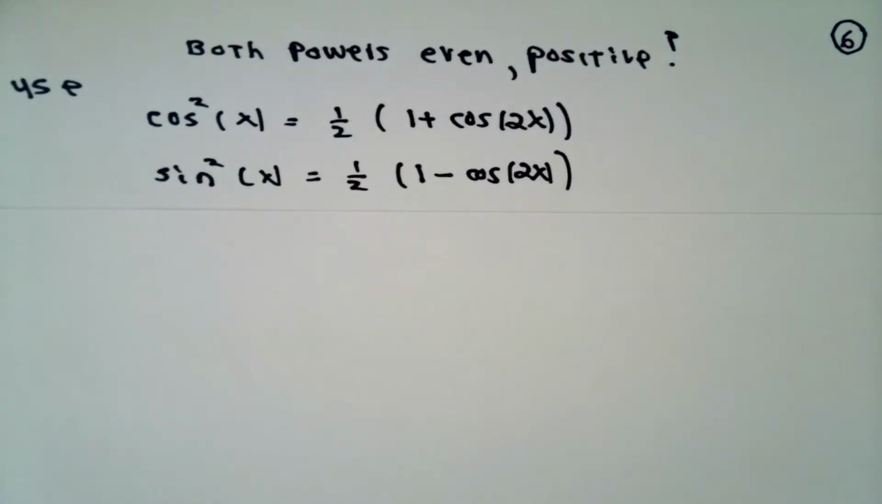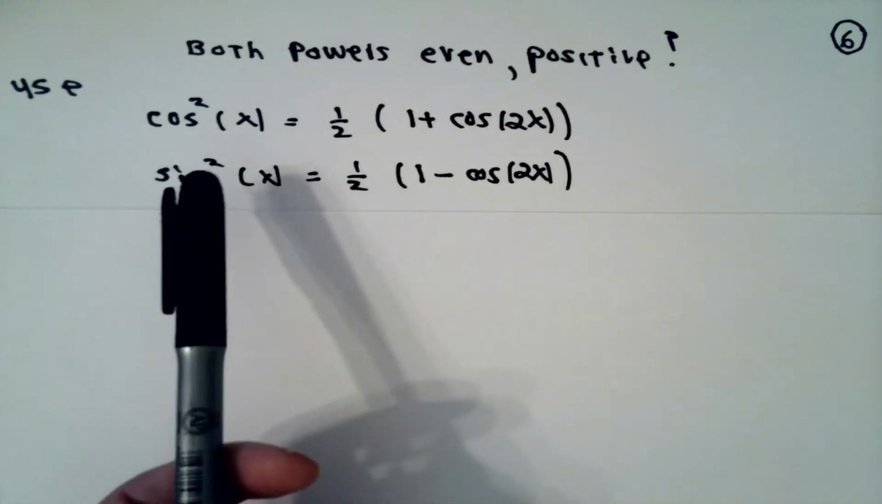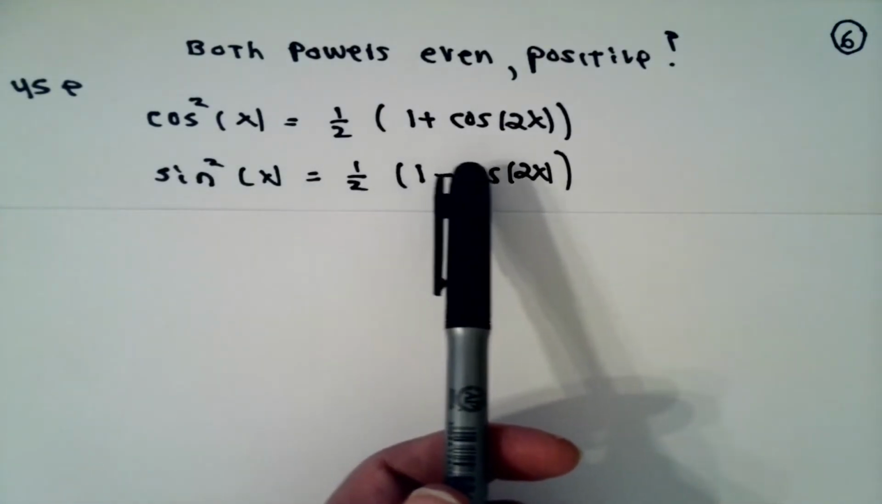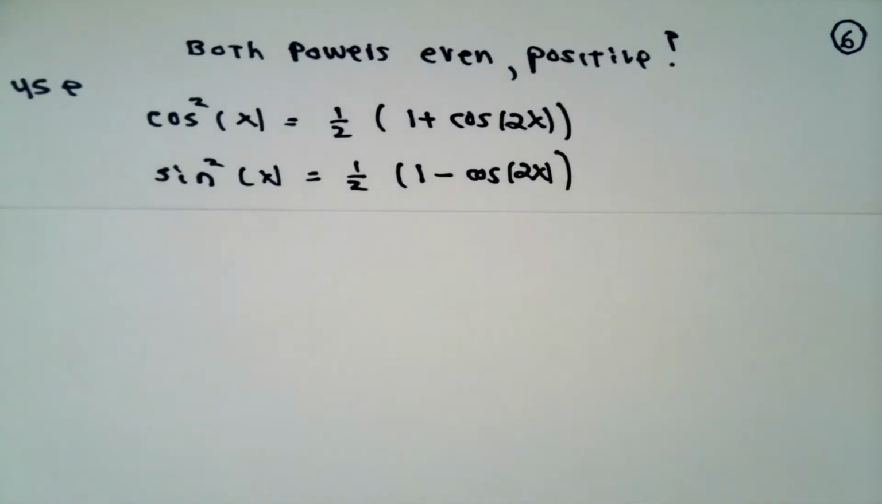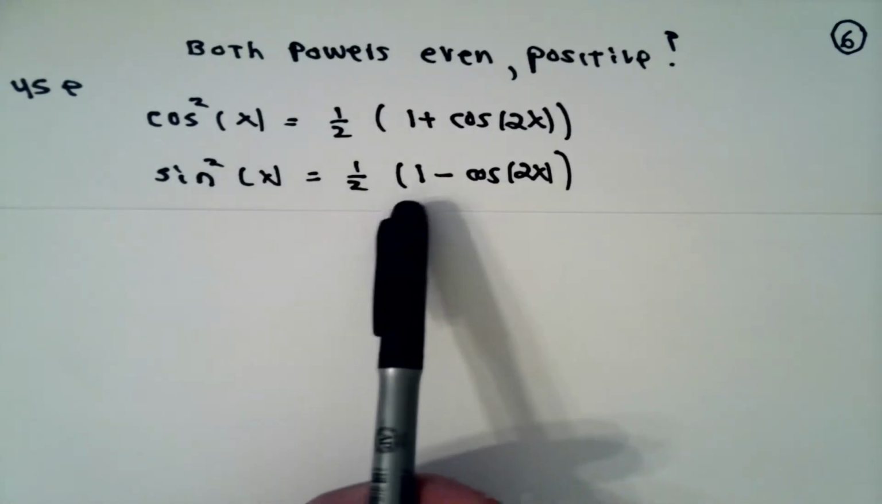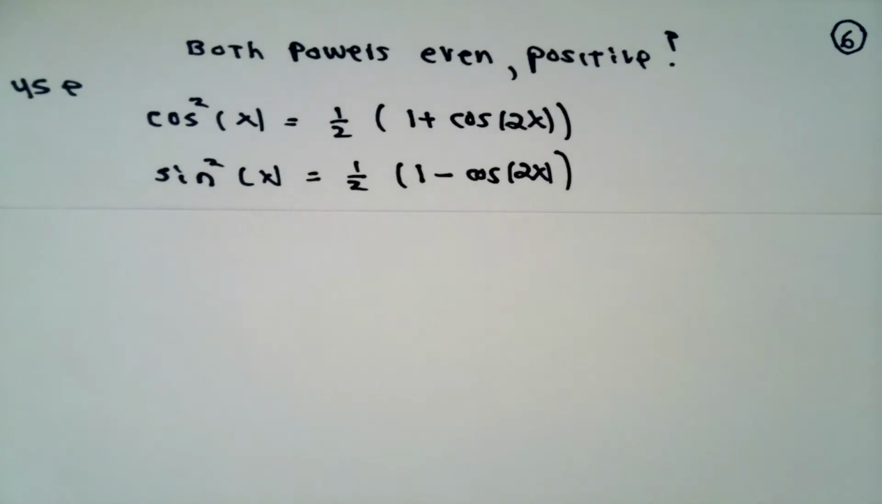If both of the powers on sine and cosine are positive even whole numbers, then the preceding facts won't help us any, and it turns out that we have to make use of two other trig identities. Cosine squared of something is 1/2 times 1 plus cosine of 2 times the something. Sine squared of something is 1/2 times 1 minus cosine of 2 times the something.